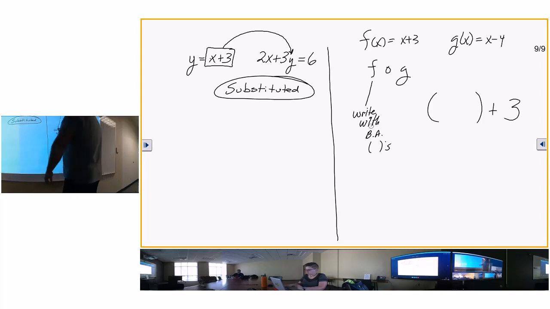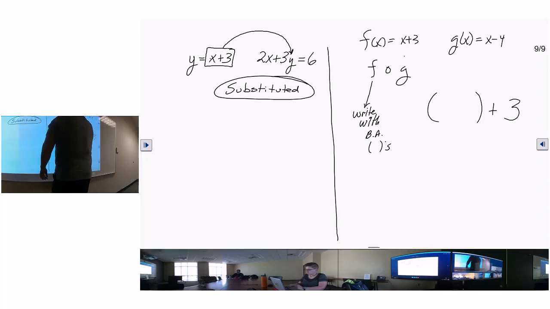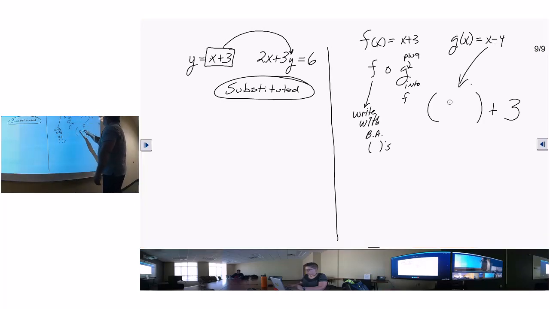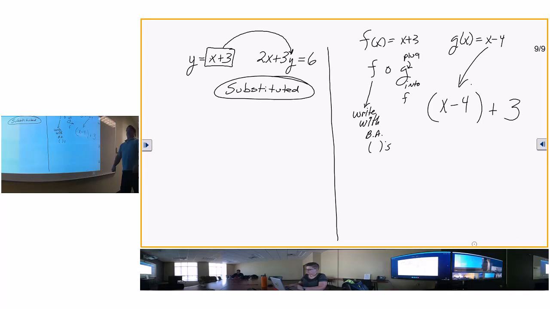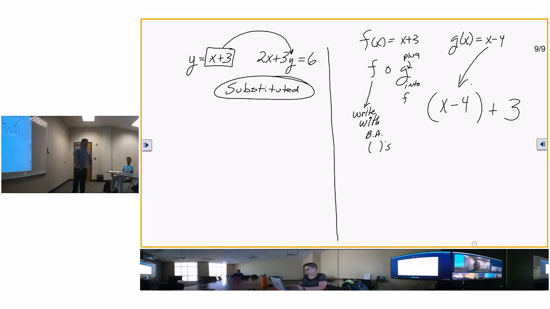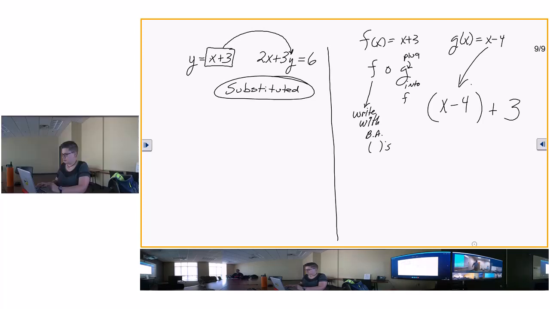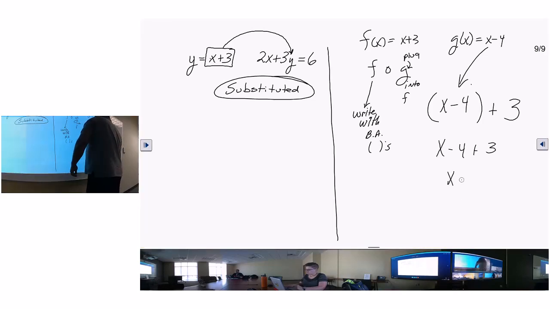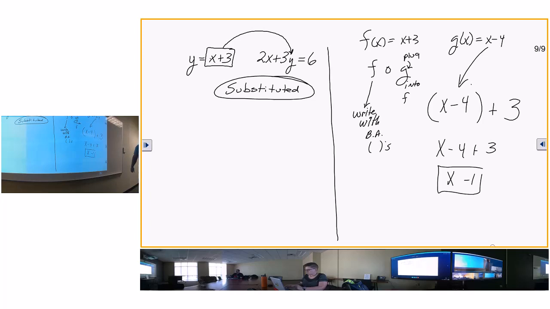What does the g mean? g means that I'm going to plug g into what? The f function. And then I'm going to plug g right in there. And now you've got substitution that you did back in pre-algebra. But you'd be surprised how many people, when I put f composed of g on a test, just sit there and stare at it. So x minus 4 plus 3 is x what? x minus 1.